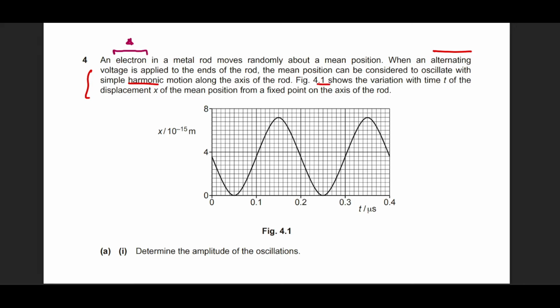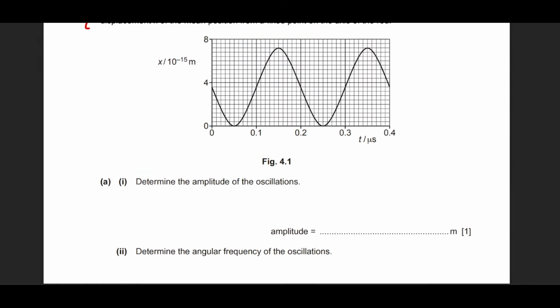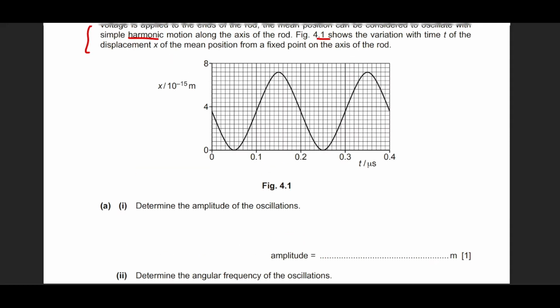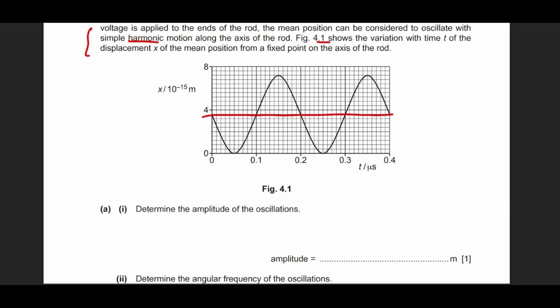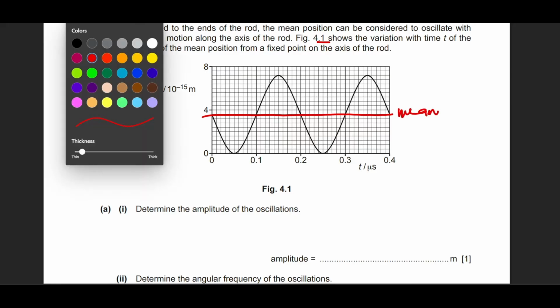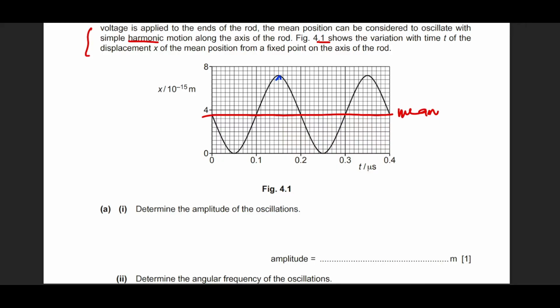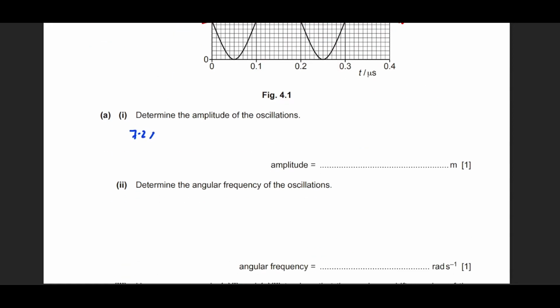Okay, figure 4.1 shows the variation with time. Okay, fine. So this is the displacement of an electron, right? Determine the amplitude of the oscillation. So we can see that there should be a mean position at the center. This will be our mean position. But how do we calculate the amplitude? So what we can do is calculate the total height and simply divide this by 2. So we will get the amplitude of one side. If you count the boxes at this point, this will come out as 7.2 into 10 raised to the power minus 15, as it is. So 7.2 into 10 raised to the power minus 15 divided by 2 goes to a value of 3.6 into 10 raised to the power minus 15 meters.